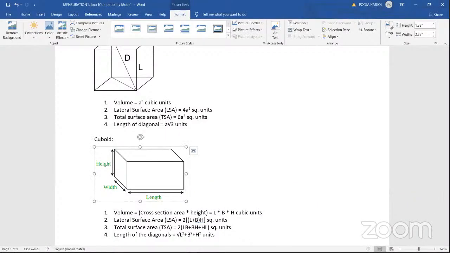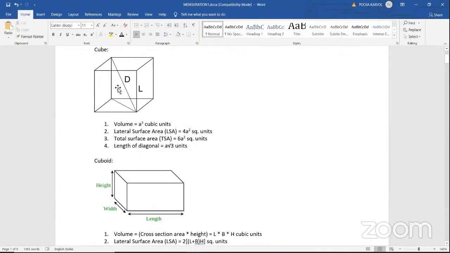For example, for the cube, it's actually area of the base into height. Area of the base is a into height, which is another a. So it's a cube. Here similarly it is area of the base, which is width into length or breadth into length, into height. It's LBH. Okay.